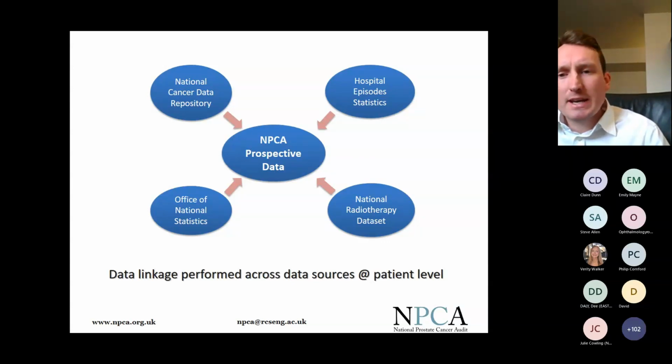We're also able to link to the National Radiotherapy dataset, which provides specific information about what type of radiotherapy people are getting, as well as the dosages of that radiotherapy. And the final piece of the jigsaw is the Office for National Statistics, which provides mortality data. As we all know, there's quite a protracted natural history of prostate cancer, so we haven't really used any mortality outcomes as of yet, but that is very much on the horizon as the data matures.